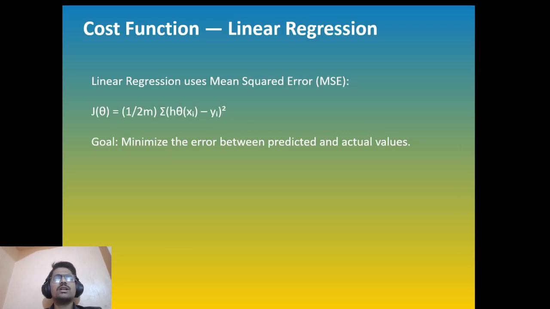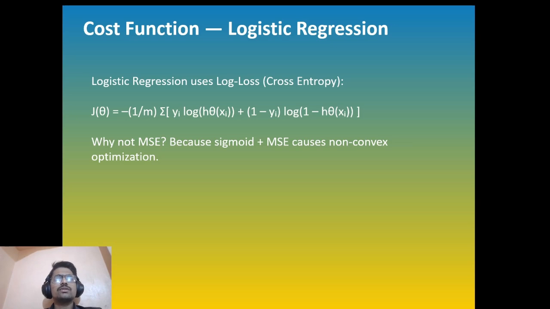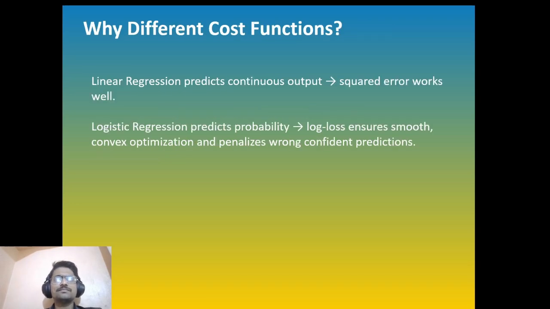So, cost function, linear regression. Linear regression uses mean squared error (MSE). So here is the formula and goal: minimize the error between predicted and actual values. So, cost function, logistic regression. Logistic regression uses log loss, or cross entropy. Here is the formula for this, and why not MSE? Because sigmoid plus MSE causes non-convex optimization.